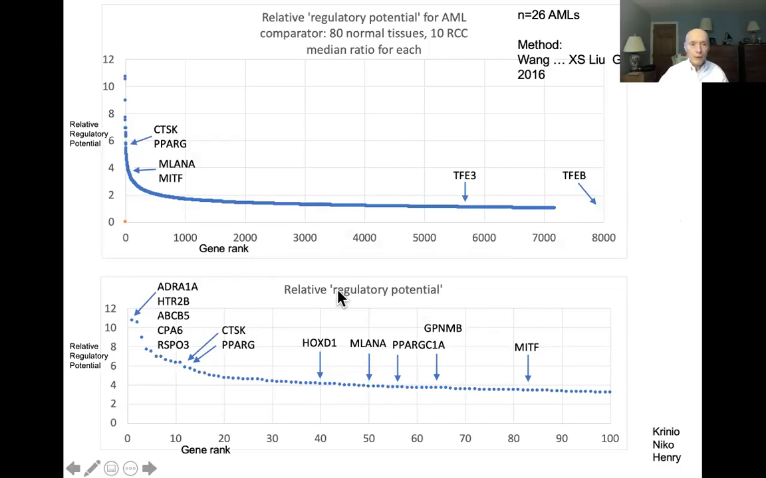If we look at those genes that are the most highly marked, we see that these match up very well with what could be considered marker genes for AML, including ABCB5, CTSK, PPAR gamma, MLANA, GPNMB, and also MITF, which comes in at 82 or 83 on this scale and is much, much higher than what we see for TFE3 or TFEB, which are relatively lightly marked, comparable to many of the normal tissues.